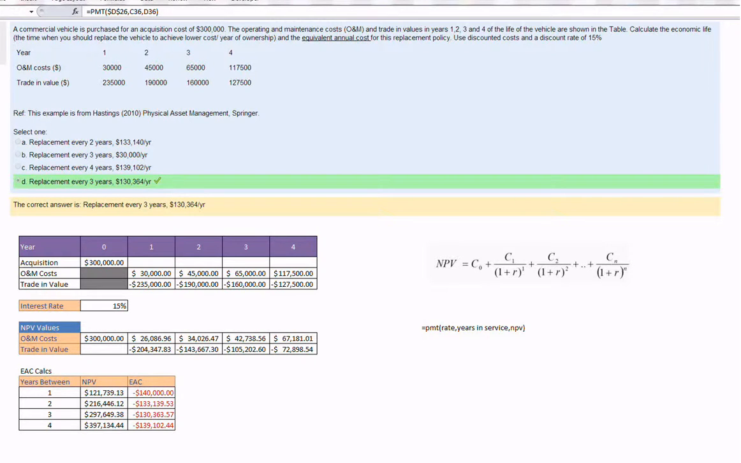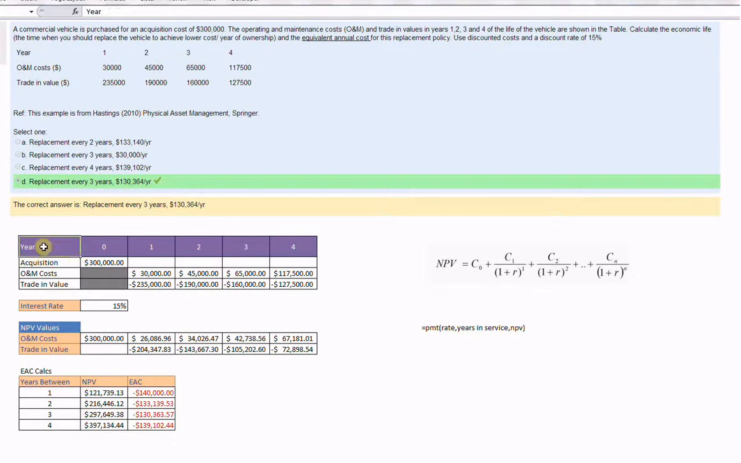So the question says that a commercial vehicle was purchased for an acquisition cost of $300,000. The operating and maintenance costs and trade-in values are given in the table. And we're trying to calculate the lowest cost of ownership and the equivalent annual cost for a particular replacement policy. So every year, every 2 years, every 3 years, or every 4 years, using a discount rate of 15%. We already know what the answer is, so that's all right. But let's work through how you actually come to do this.